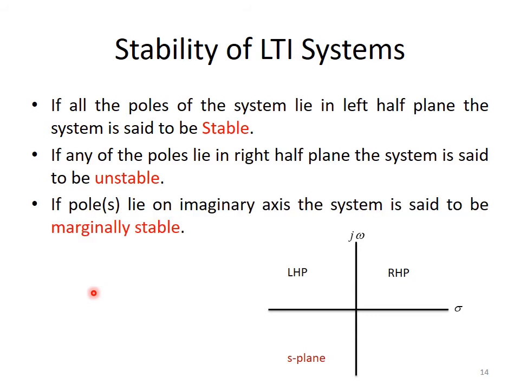Similarly, if the poles lie exactly on the imaginary axis, right, they are imaginary, then the system is said to be marginally stable. So when poles are imaginary, the system is marginally stable, and when poles are real or complex, then the system is either stable or unstable depending upon where the poles lie, right? If they are real or complex and they lie in the left half plane, the system is stable. If they are real or complex and they are in the right half plane, the system is said to be unstable.